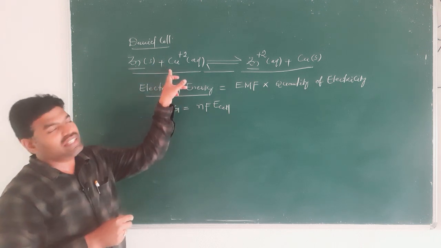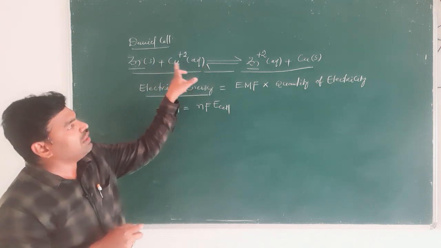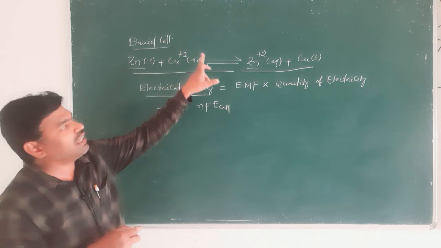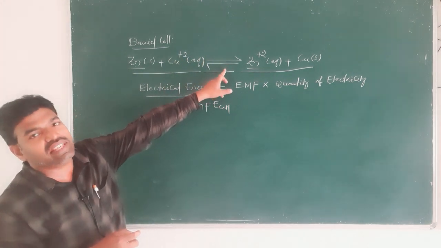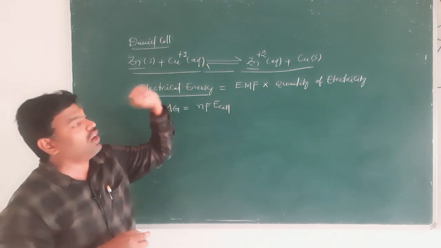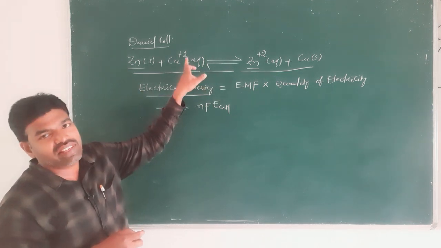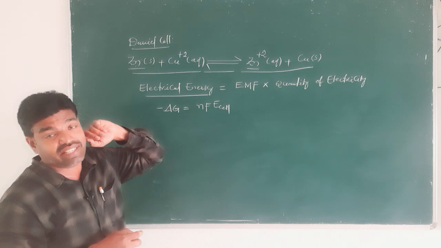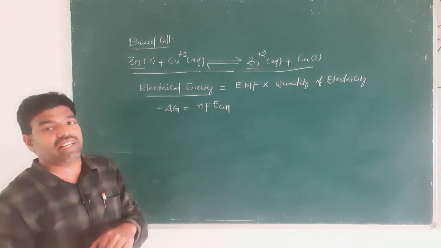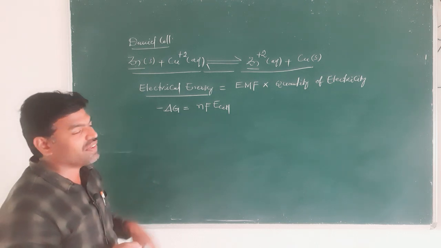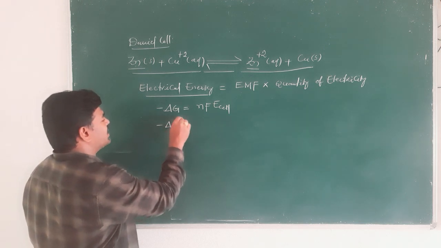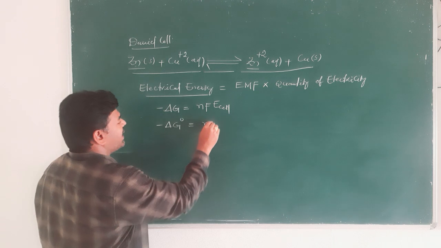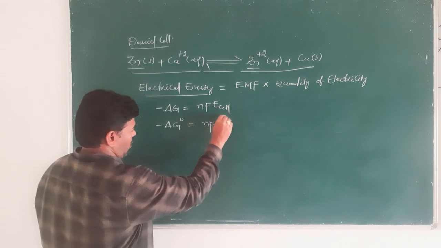If all the substances participating in this reaction are at standard states, that is at unit concentrations, then this Gibbs free energy change is called the standard Gibbs free energy change, equal to minus nFE naught cell.